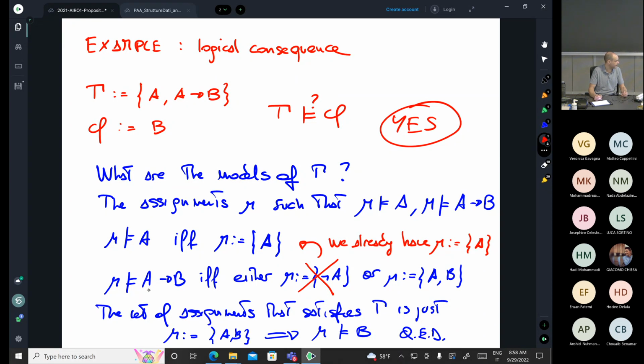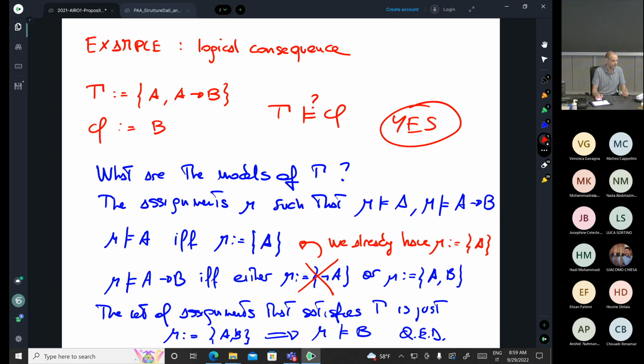I'm going to assign to satisfy A implies B, I can do this either by setting A to false or setting both A and B to true. These are the two ways in which I can satisfy A implies B, but this way of satisfying A implies B is ruled out because I said that in order to satisfy the first formula, A must be true. So only one assignment is left standing.